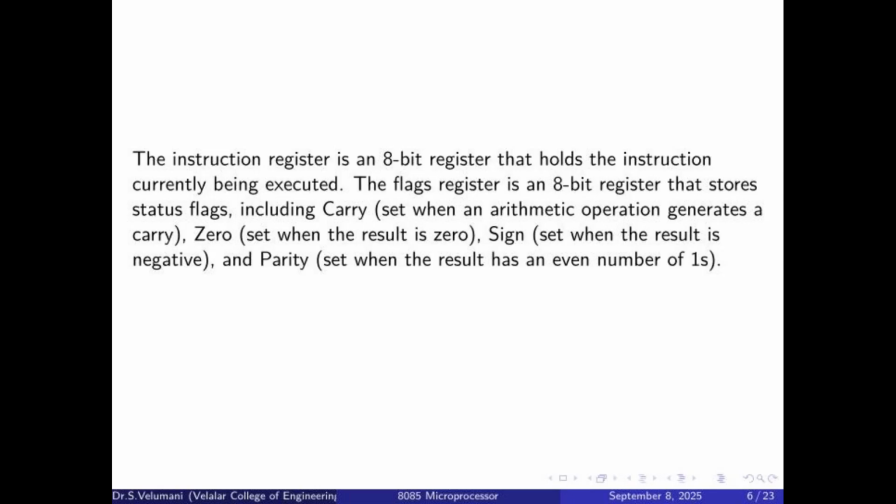The flag register is an 8-bit register that stores status flags, including carry, that is set when an arithmetic operation generates a carry. Next is zero. It is set when the result is 0. And next sign flag, it is set when the result is negative. And parity flag, it is set when the result has an even number of ones.